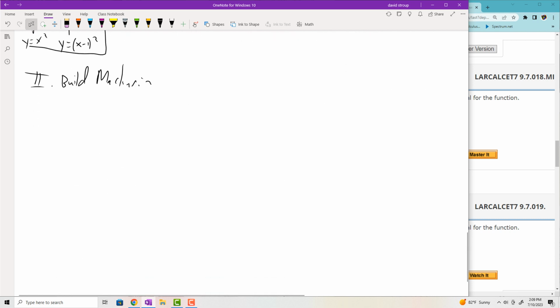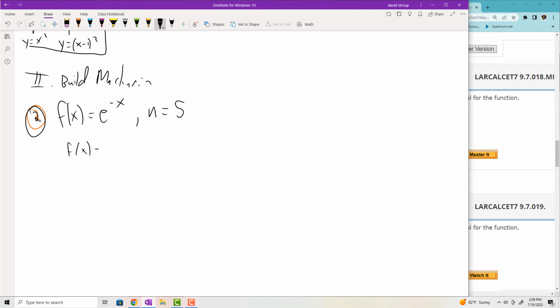So build Maclaurin, we're going to do number 2, which is f of x equals e to the negative x, and we want to do a 5th degree Maclaurin. So you just start with e to the negative x and then get all of its derivatives up to the 5th degree. And this is going to test how well you know how to do derivatives and how well you can memorize formulas.